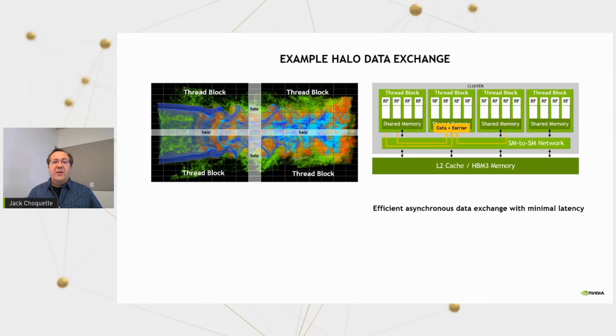Here's an example of how the Halo data exchange is performed in Hopper with its new capabilities. Here we have a cluster of 4 thread blocks, each working on a different part of the data. When one thread block needs to get halo data from other thread blocks, the other thread blocks write it directly into its shared memory, updating a local barrier indicating the data is ready. Halo data exchange is efficiently done asynchronously with minimal latency.